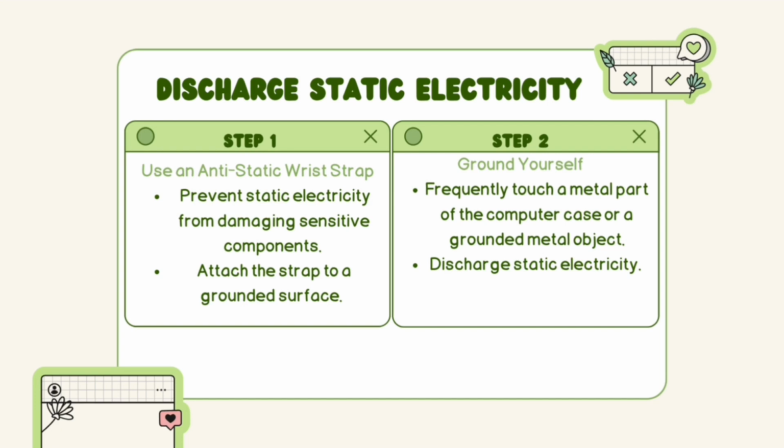Second, discharge static electricity. Use an anti-static wrist strap. Wear an anti-static wrist strap to prevent static electricity from damaging sensitive components. Attach the strap to a grounded surface. Ground yourself. If you don't have a wrist strap, frequently touch a metal part of the computer case or a grounded metal object to discharge static electricity.